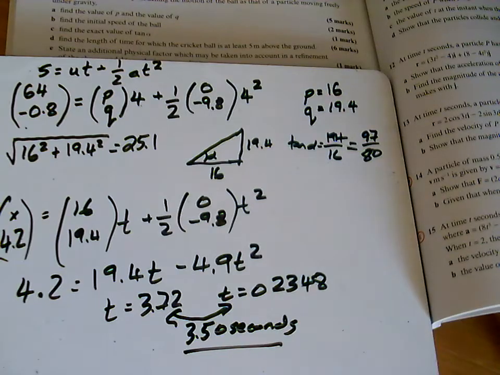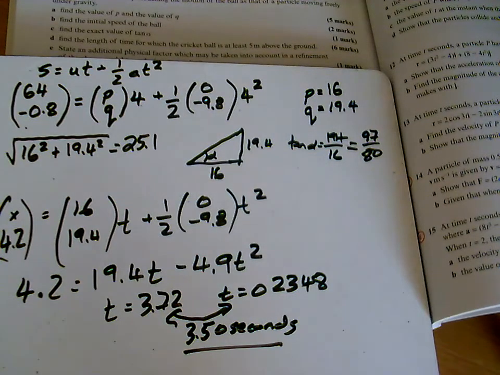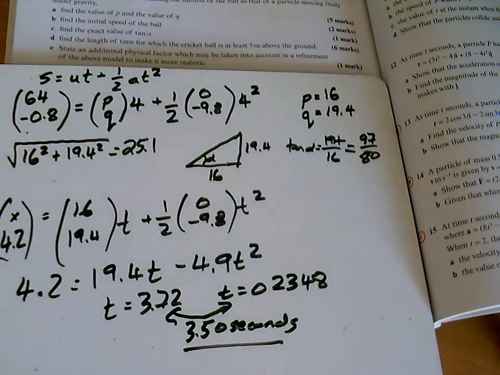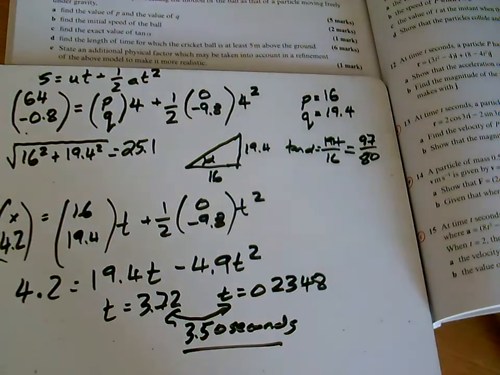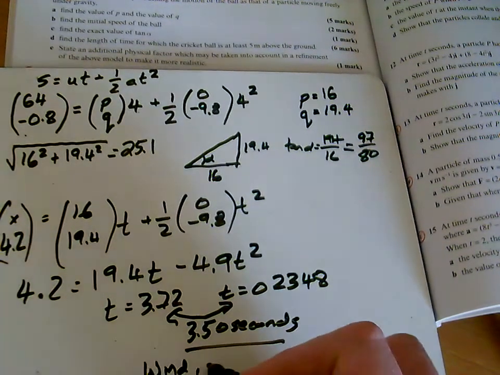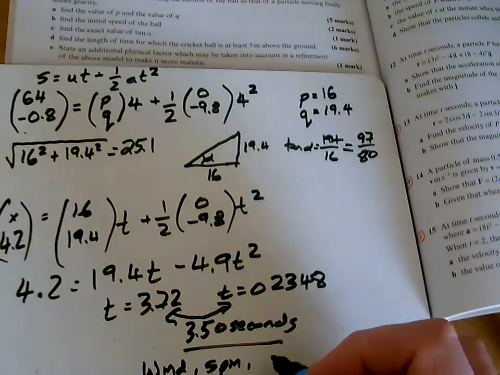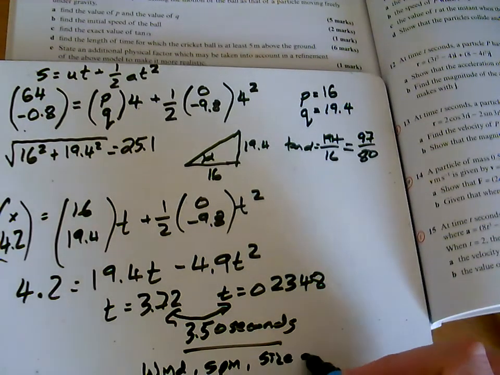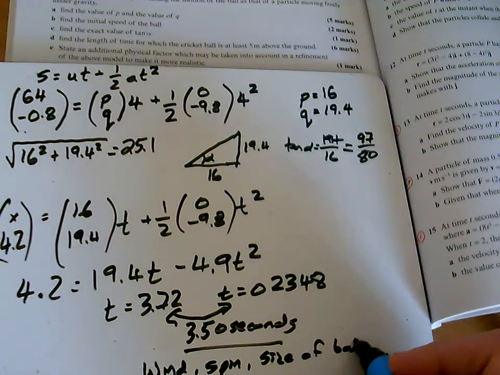The last bit is your modelling assumption question, and the modelling assumption is sort of what can be taken into account to make the model better. Usual answers for this are wind or spin or the size of the ball. Pick one of those.